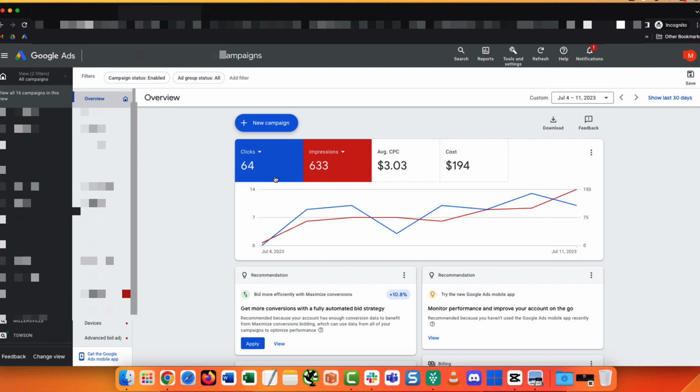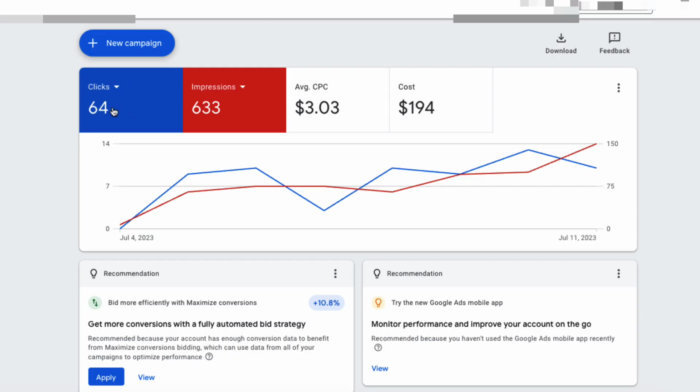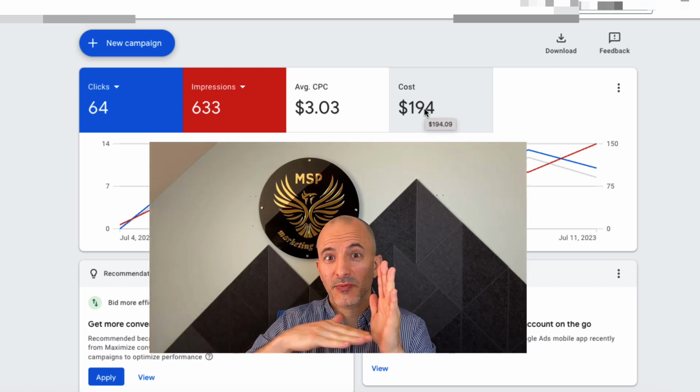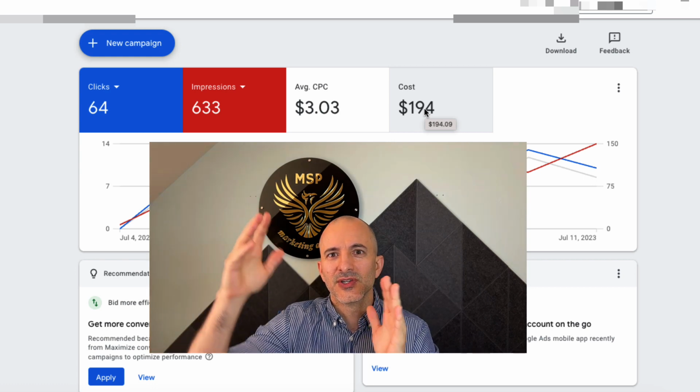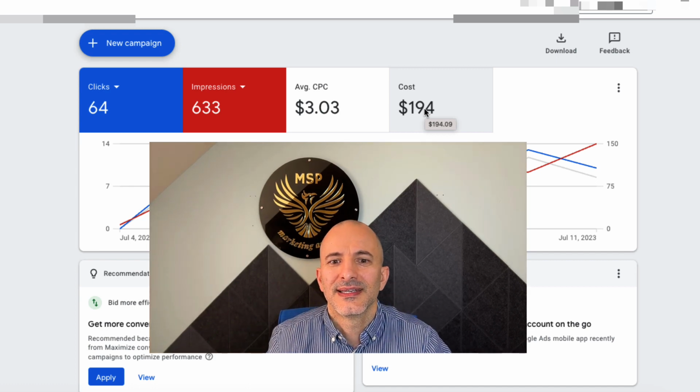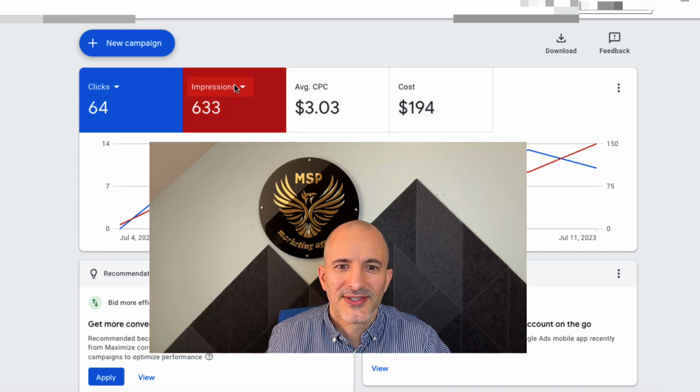And you can see that we've had 64 clicks, 333 impressions, so about 10% click-through rate, which is really good. Average cost per click is $3, and cost of the total is $194. So the way that we usually start is we start small and we grow over time, so we have the maximum control of the ad budget that the company has in our possession. So you can see 64 clicks.